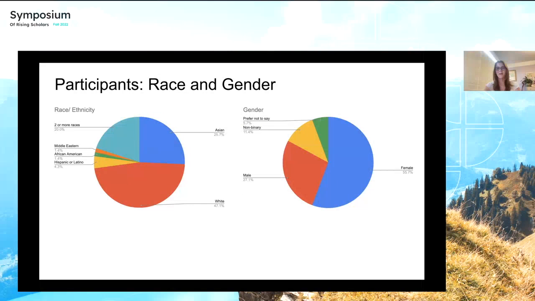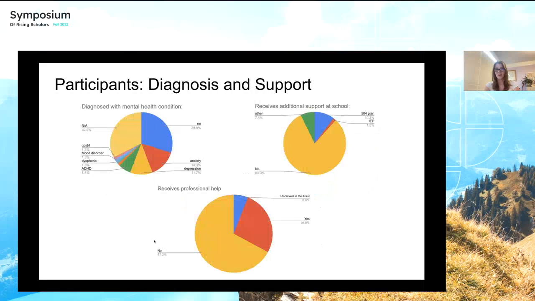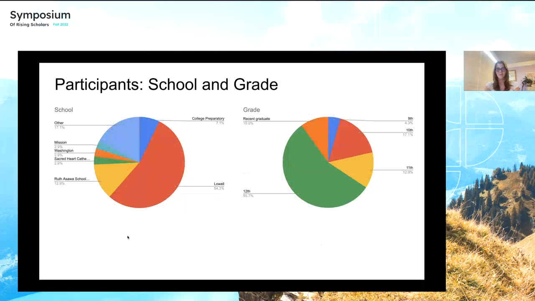Okay. So getting into my research project, I had a total of 70 participants, and looking at the race and ethnicity pie chart, the red shows that the majority identified as white, and in the blue of the gender pie chart, the majority also identified as female. The majority also attended Lowell High School in San Francisco, as can be seen in the red. And in the grade pie chart, the green shows that the majority are in the 12th grade.